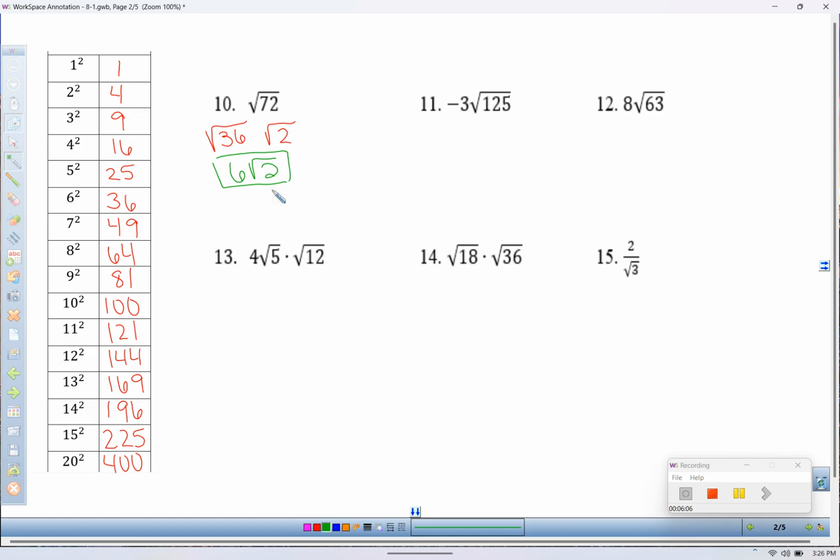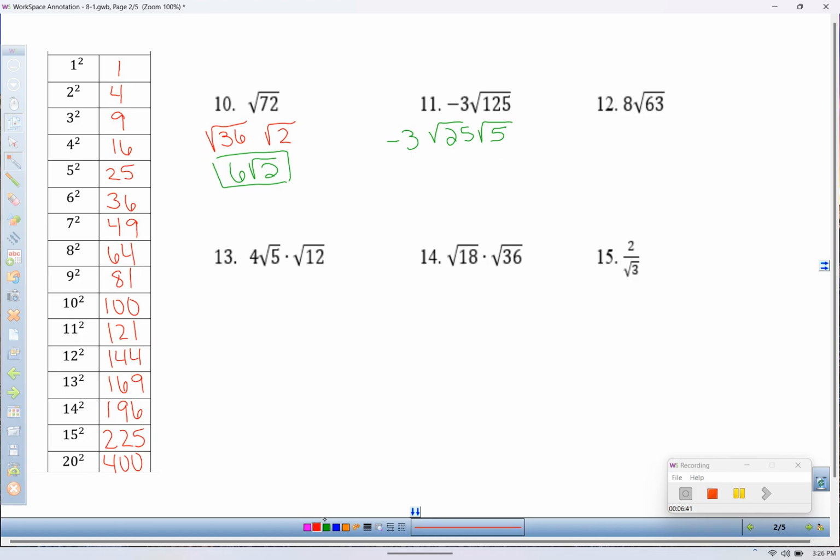So let's look at number 11. Once again, this negative 3 is on the outside. It's going to come down for the ride for now. And then we're going to ask ourselves, can 125 be square rooted evenly? First of all, it's not over here on my chart, and if I put it in my calculator, I get a decimal. So I need to find the largest perfect square that goes into 125. And right here, I can see 25 goes into 125 5 times.